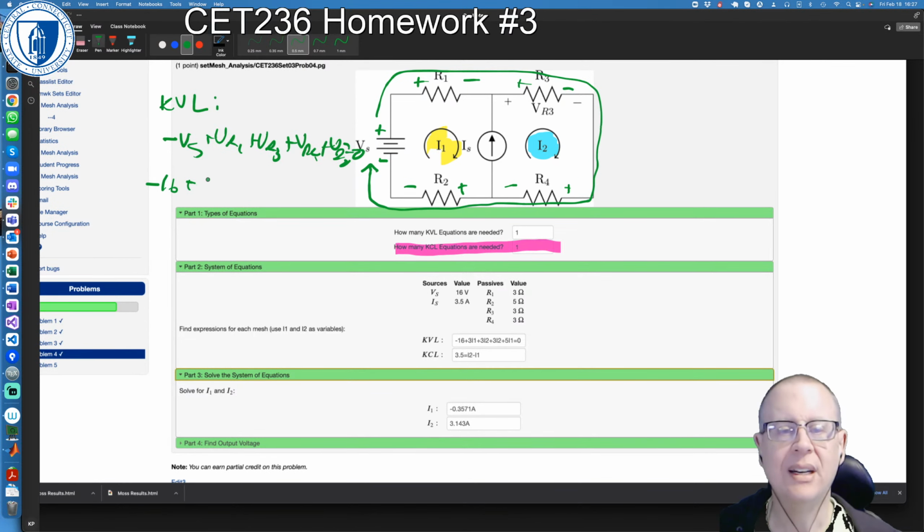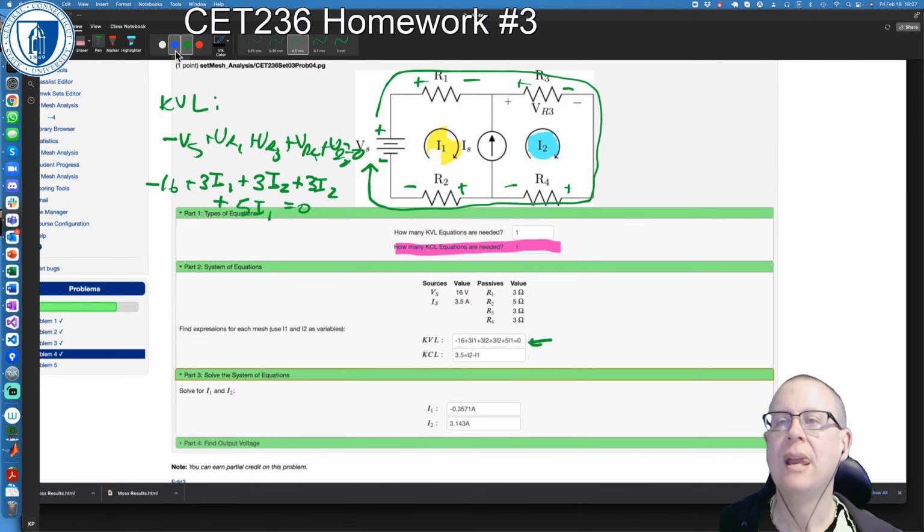VR1 is R1, which is 3I1. R3 is, so VR3 is 3I2. VR4 is 3I2 as well. And VR2 is 5I1, and that equals 0. And that's how I got that equation.